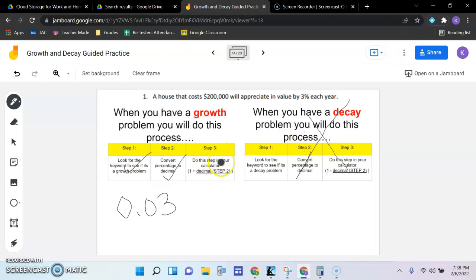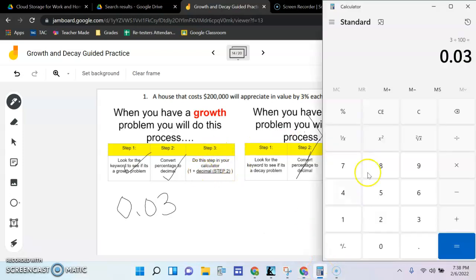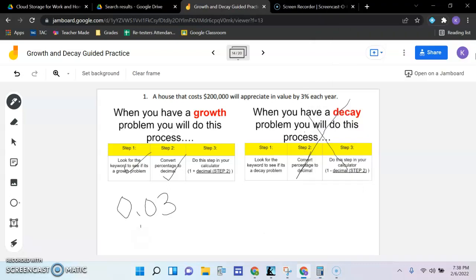And it says here, do this in your calculator. Because it is a growth problem, the money is going to go up, so it is 1 plus this decimal number, which is 0.03. And this is going to be our growth factor. So it's going to be 1.03, which is a growth factor.